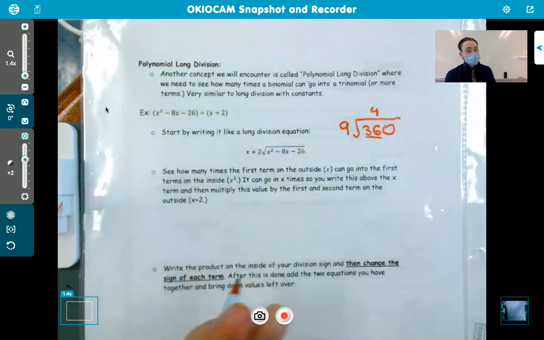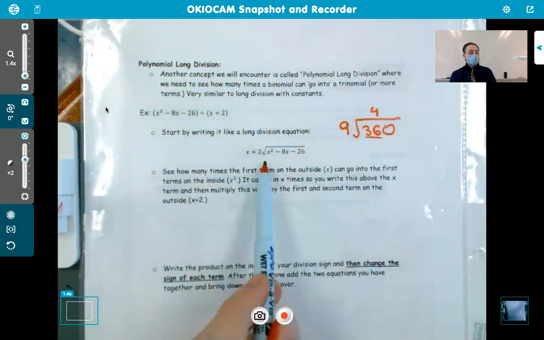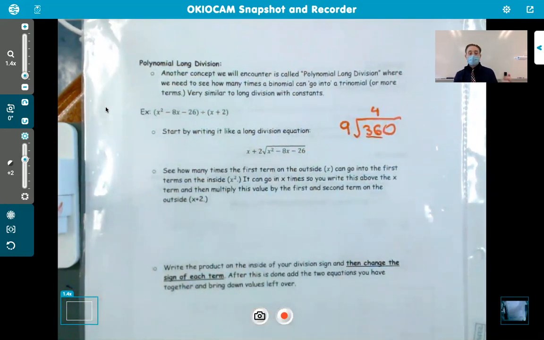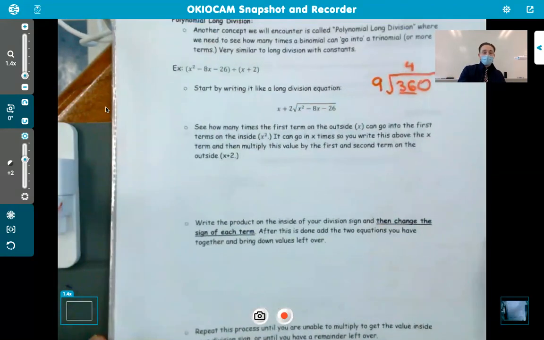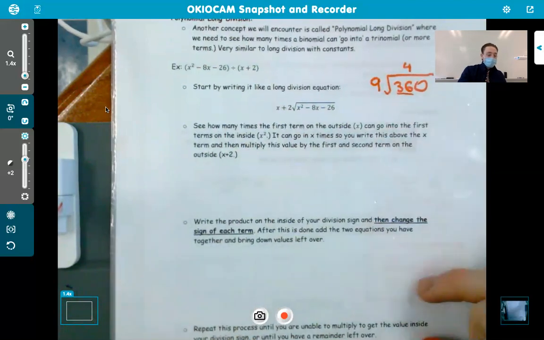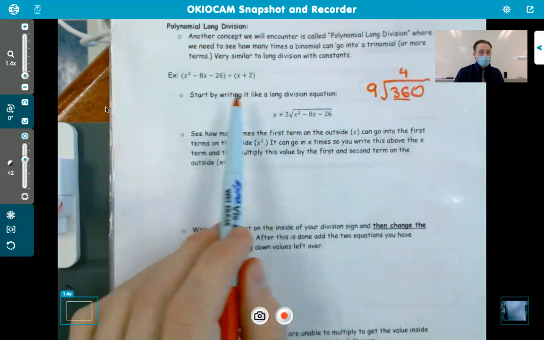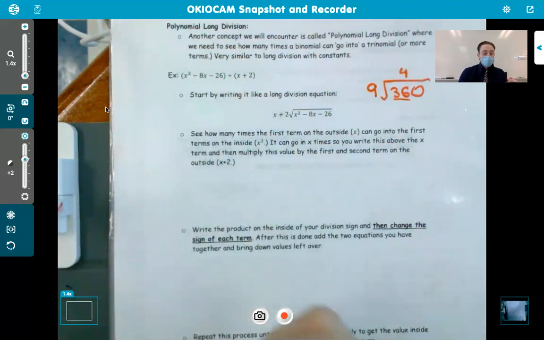It's the same process here, except now we're dealing with variables. So we have to ask ourselves, how many times does x go into x squared? And ask ourselves questions like that rather than dealing with numbers, okay? So what we're going to do is take this step by step. Each note there is going to help us along the way. We're going to deal with this first example, and I'll walk through it together, okay?